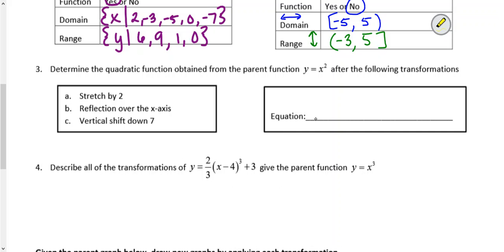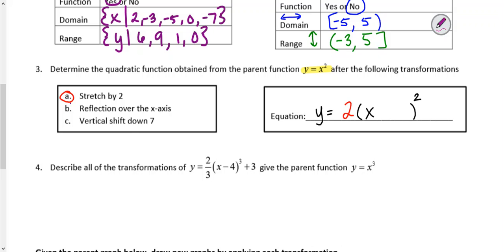So my parent function is y equals x squared. So I'm going to make my y equals, leave some space, parentheses, x squared. The first transformation says stretch by 2. Stretch and compression go in the front.